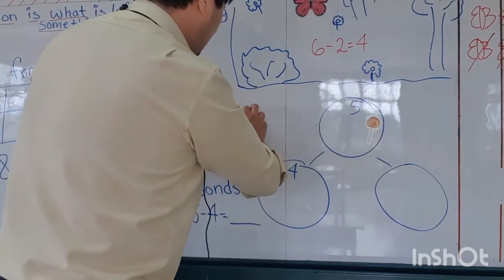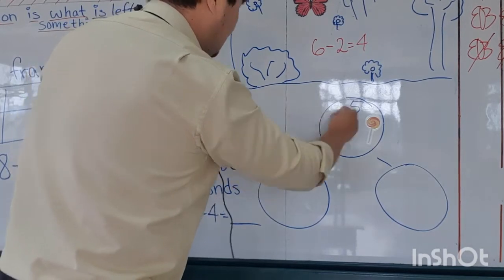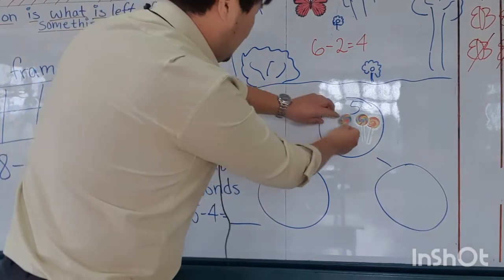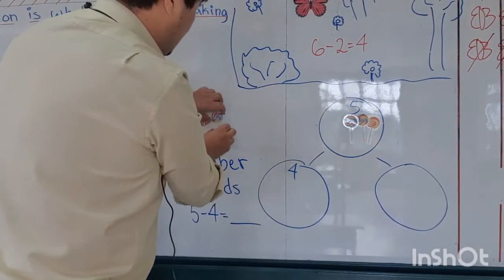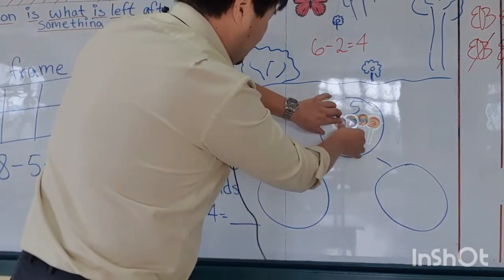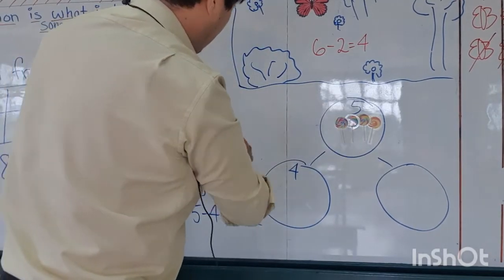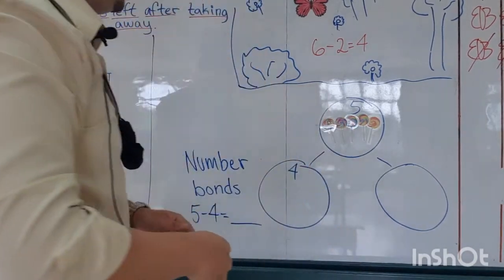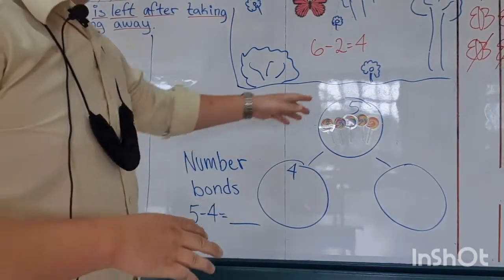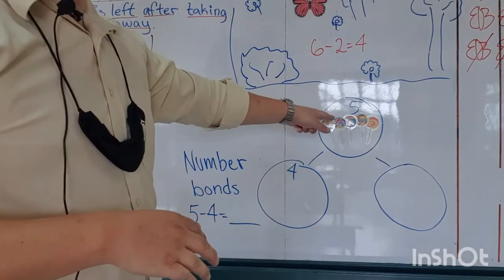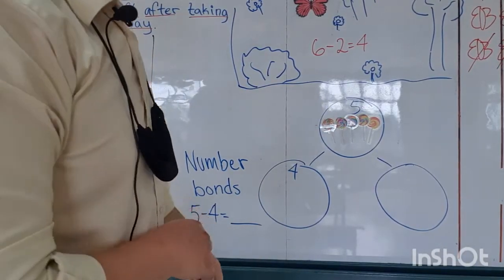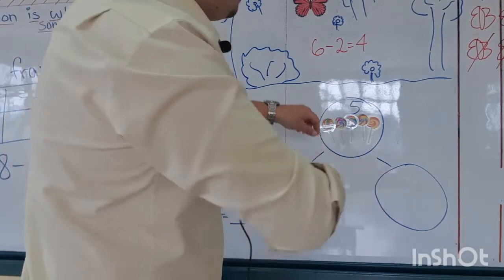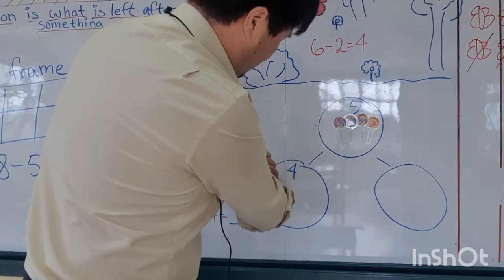1, 2, 3, 4, 5. Okay, so the whole is 5. You have 5 lollipops, and then one part is 4 lollipops. And what is the other part? So you have 4 here.